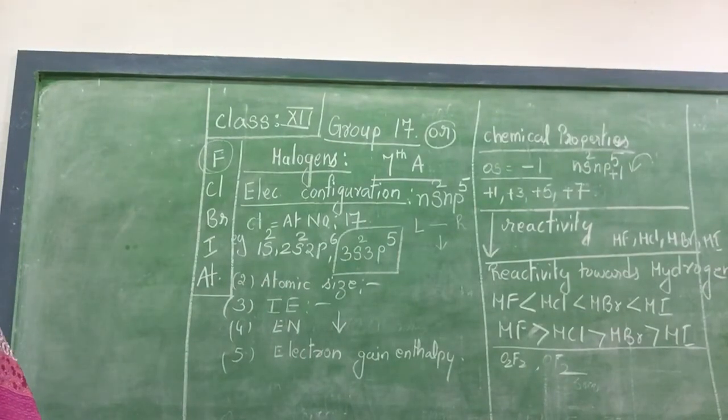Next point, children. Chlorine, bromine and iodine form oxides in which the oxidation states range from +1 to +7. Clear, children?